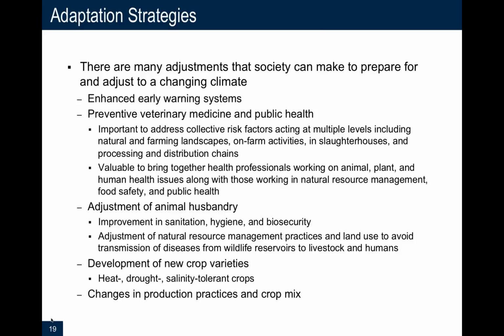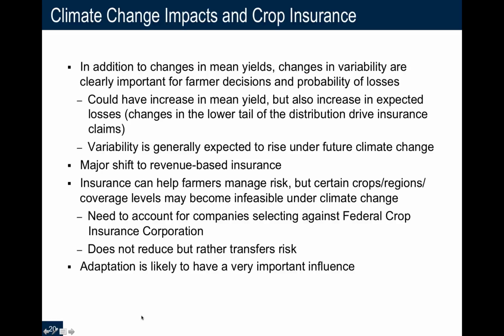So there are many different adjustments that can be made to prepare for and adjust to a changing climate. Like enhanced early warning systems, better climate services type information where you have short-term climate variability information further in advance to make decisions about crop mix and planting and other management decisions, as well as on the veterinary side and animal husbandry. There's also a lot of research looking at new crop varieties that may be heat or drought tolerant or salinity tolerant if you have more saltwater intrusion, or other modifications that may help to mitigate any reductions in yield, as well as changes in production practices and what crops are grown where as a way to adapt to these potential changes in the yields that may be experienced.